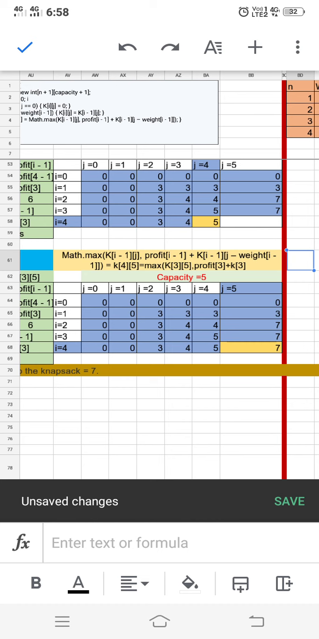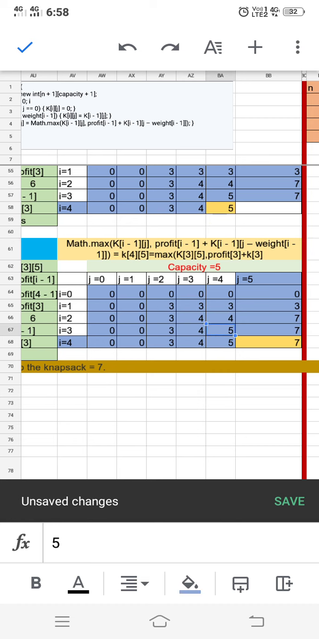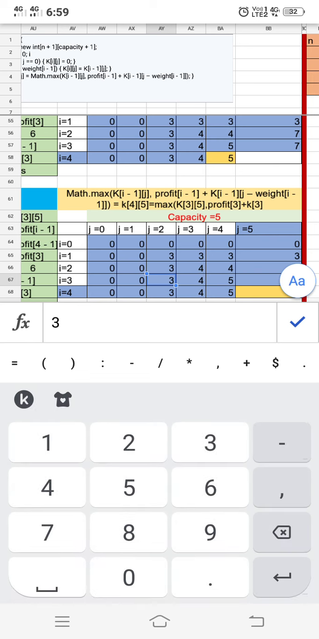Similarly with the second object also, for j equal to 0, 1, 2, it will take the previous values, whatever they are. Now for the third object, its weight is 4 and its profit is 5. So I will search in the table for i is equal to 3 and j is equal to 4. I will fill up the profit directly, 5. And for the values of j equal to 0, 1, 2, 3, it will take the previous values, that is 0, 0, 3, 4, what is there in the previous row.